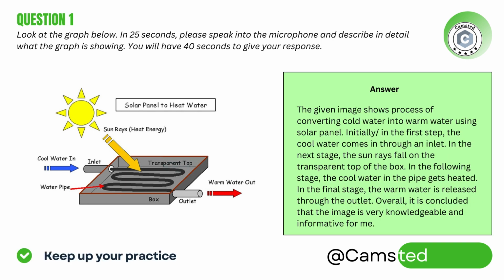The given image shows the process of converting cold water into warm water using a solar panel. Initially, in the first step, the cool water comes in through an inlet. In the next stage, the sun rays fall on the transparent top of the box.